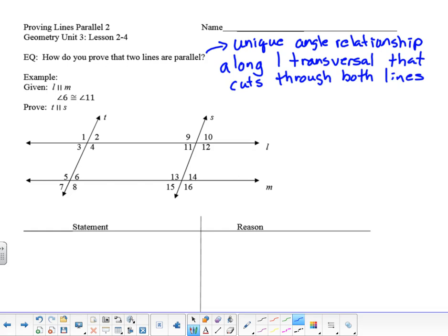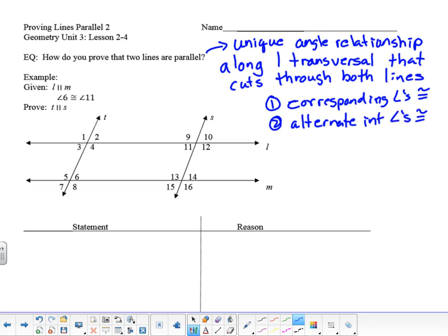Essentially we can get that if we have corresponding angles that are congruent, if we have alternate interior angles that are congruent, or if same side interior angles are supplementary, so they add up to 180 degrees. So what we're looking for is, along a unique transversal that cuts through both lines, one of those angle pair relationships.